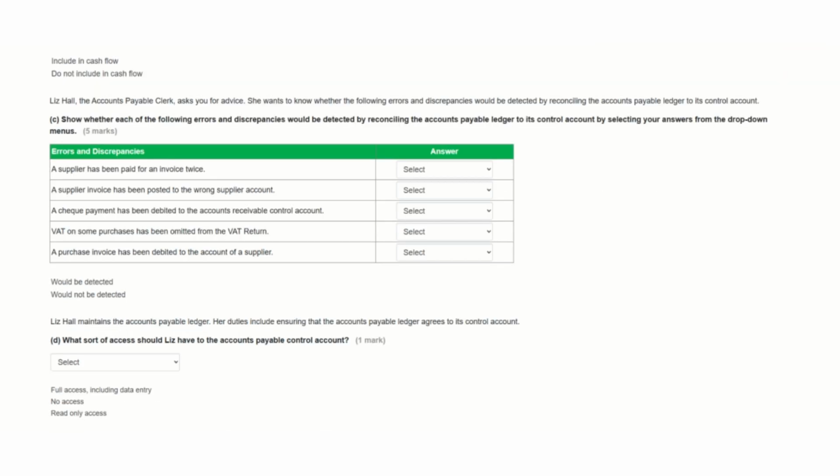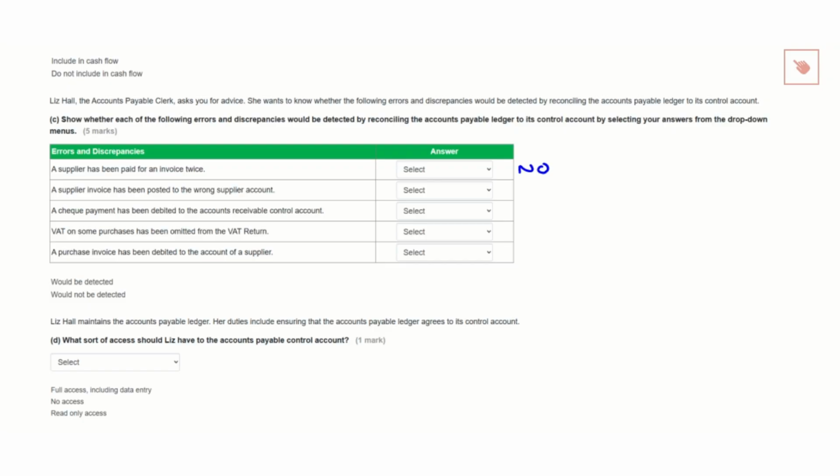Moving on to Part C, Liz Hall, the Accounts Payable Clerk, has asked you for some advice. She wants to know whether the following errors and discrepancies will be detected by reconciling the Accounts Payable ledger to its control account. Looking at the first error, a supplier invoice has been paid twice. This would not be detected.